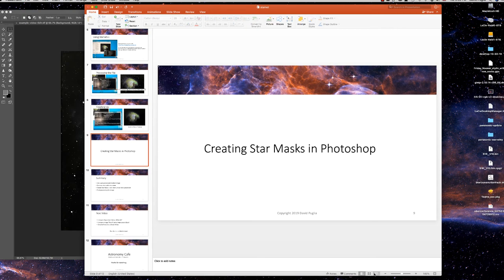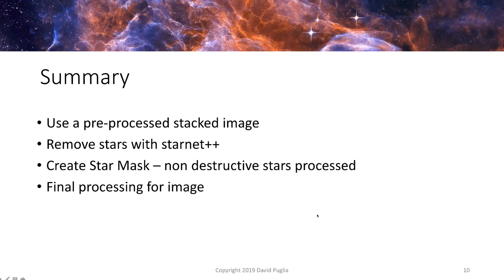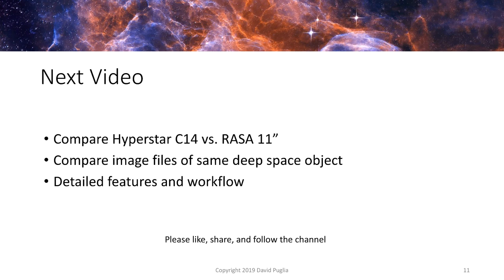Okay, so just finishing up here. The summary: use a pre-processed stacked image. Remove the stars with Starnet++, right? And then you create your star mask in Photoshop. And it's really nice because it's a non-destructive process for the stars. And then you can do final processing for your image. So I just find it to be an option for processing stars.